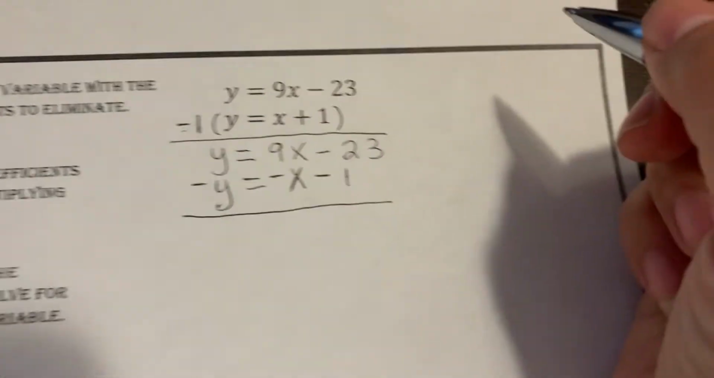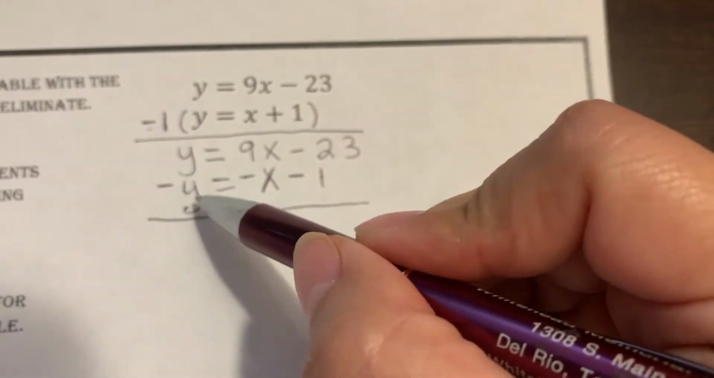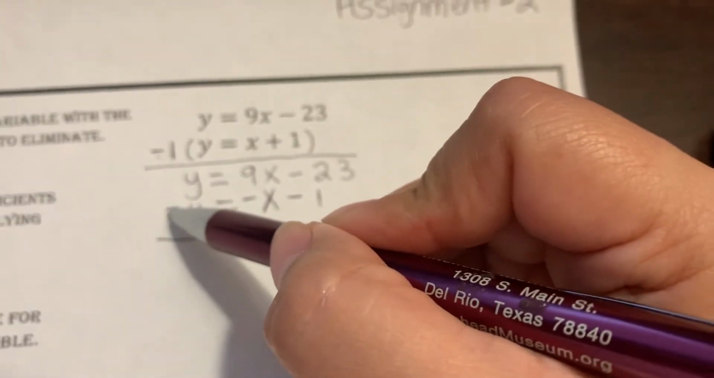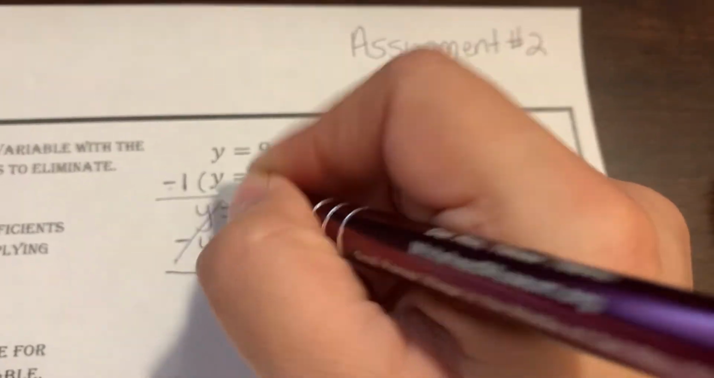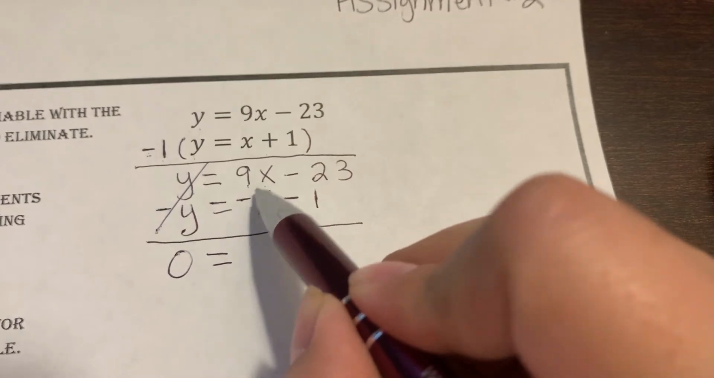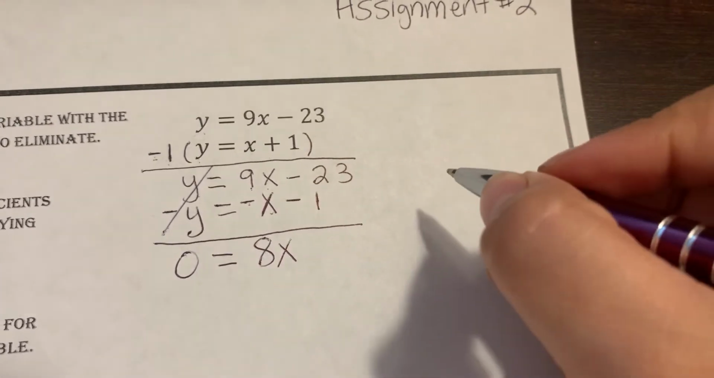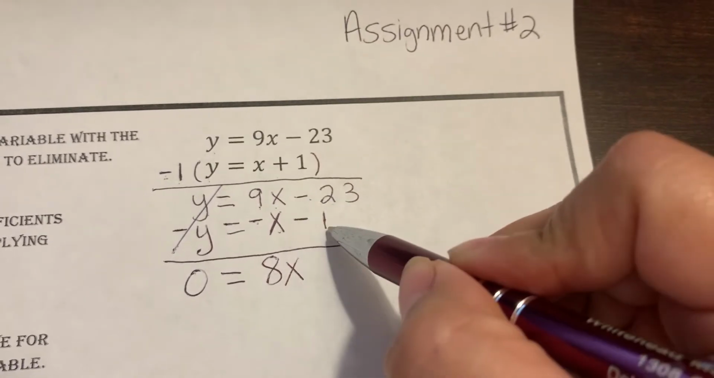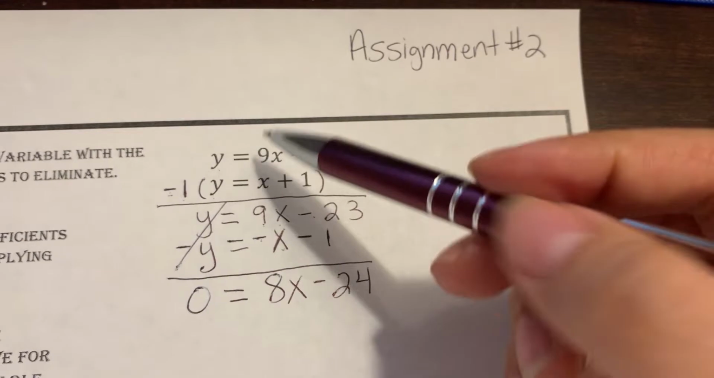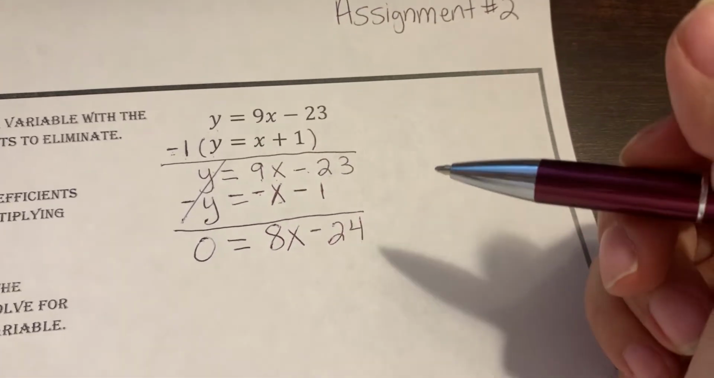The first part is to combine the equations. So I'm going to combine each term with the common term. y minus y gives me 0. 9x minus x gives me 8x. And then negative 23 minus 1 gives me negative 24. Again, I'm combining each common term.